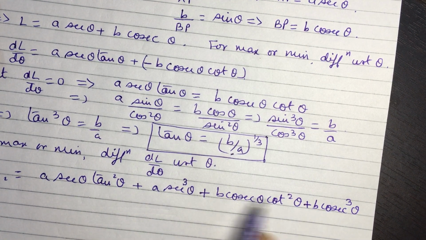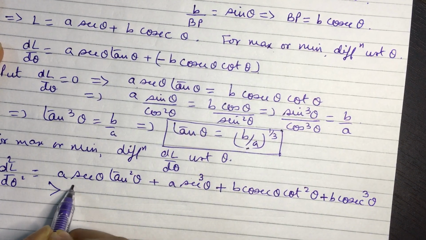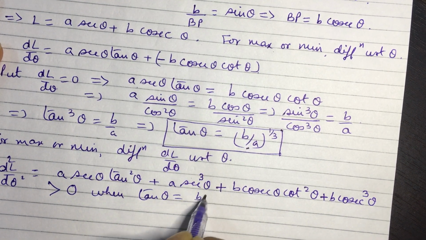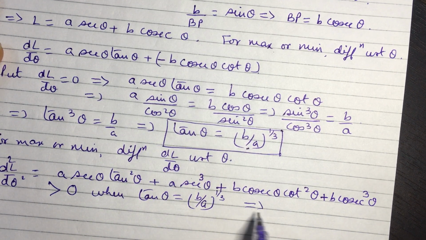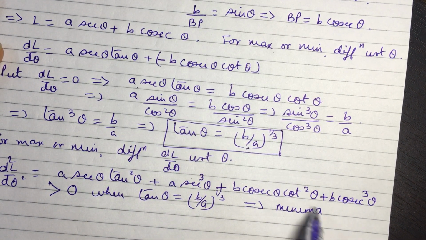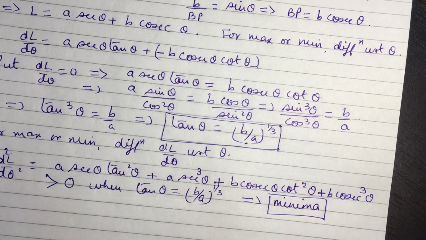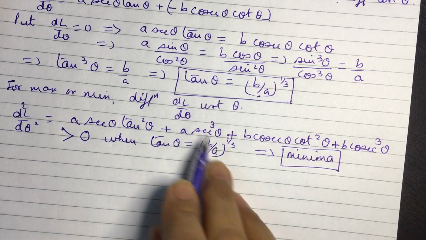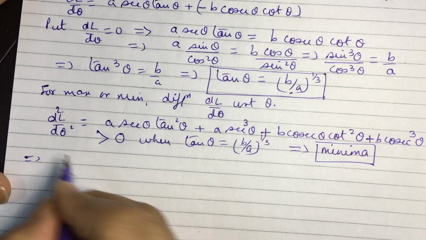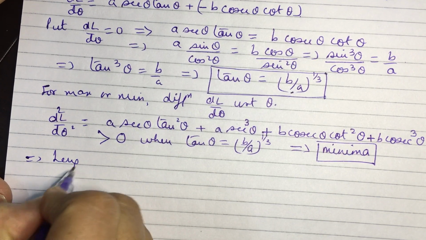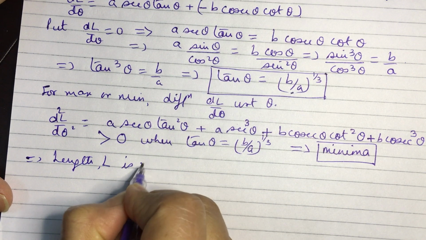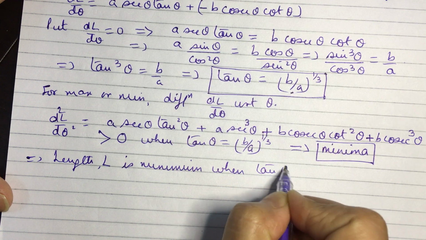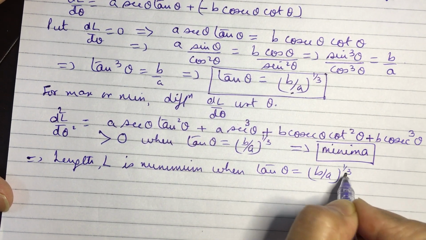Now, since all four values are positive, this is greater than 0 when you put tan theta equal to (b by a) raised to power 1 by 3. It implies we get a minima, since the second derivative is coming out to be positive. So, it implies that the length L is minimum when tan theta equals (b by a) raised to power 1 by 3.